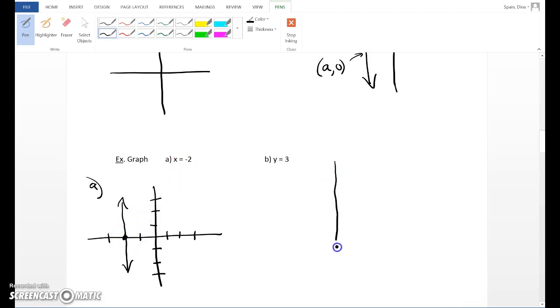Let's do b very quickly before I run out of time. Put a little scale on each one of these. 1, 2, 3, 1, 2, 3. Alright, y equals 3 up here, and that is a horizontal line. So you just draw it just like that. Stick arrows on it so it doesn't look like the other two axes.